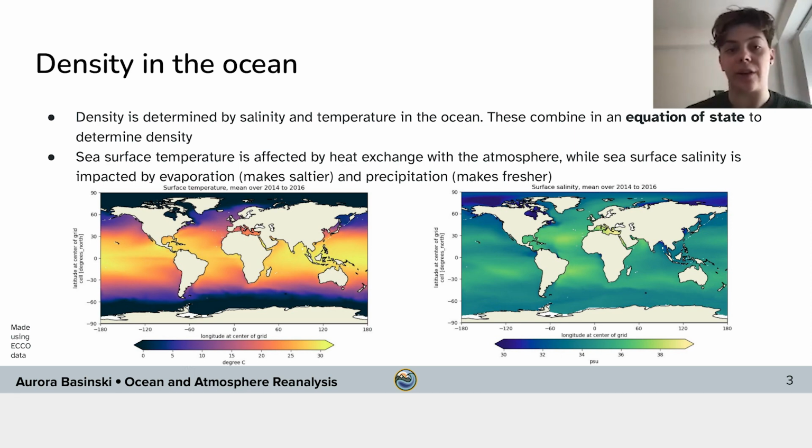Sea surface temperature is affected by heat exchange with the atmosphere, which is kind of the similar temperature gradient that we would see in the atmosphere. And then on the right is sea surface salinity, and we can see that some regions are saltier, more yellow, and some regions are fresher, more blue. And one of the main things that affects sea surface salinity is evaporation and precipitation. So regions that have a lot of evaporation are going to be saltier, and regions that have a lot of precipitation are going to be fresher. And I should note, these are both made using ECCO data from NASA.